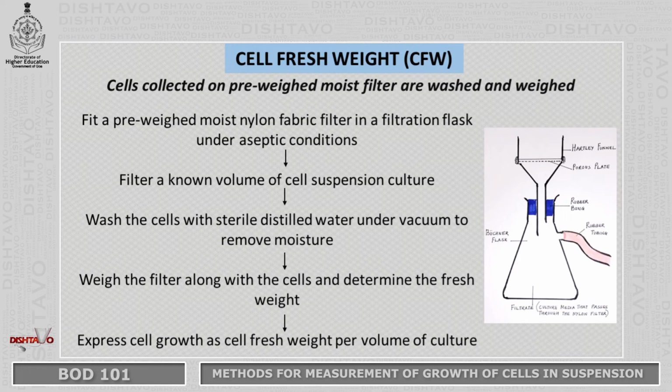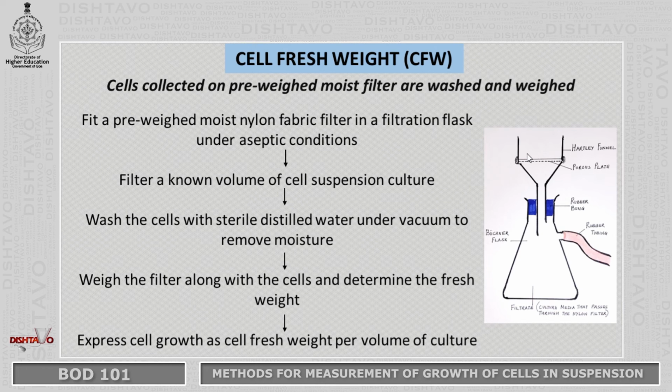Next is determining the cell fresh weight, that is CFW. Here the cells are collected on a pre-weighed moist filter and they are washed and then weighed. Here we fit a pre-weighed moist nylon fabric filter into a filtration flask, which is a Hartley funnel, under aseptic conditions. As you can see in the image, there is a Hartley funnel which has 4 plates, and into this a pre-weighed moist nylon filter is fitted, and then a known volume of cell suspension culture is added to it.